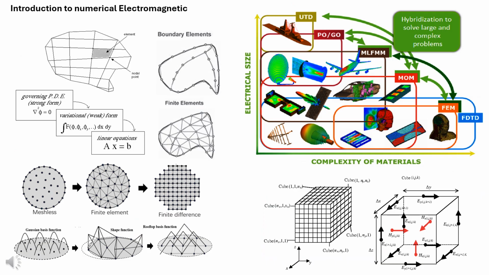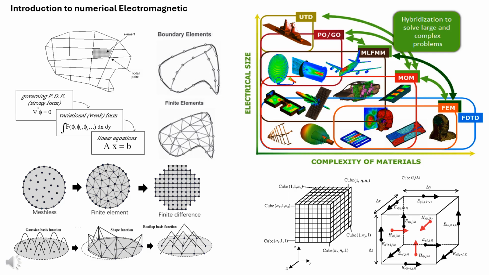In this slide, we introduce the numerical methods used to solve electromagnetic problems, which typically involve partial differential equations, PDEs, governing electromagnetic fields. The process begins by converting these PDEs into linear matrix equations, as illustrated in the schematic on the left side of the slide. This conversion is accomplished using numerical techniques such as the Boundary Element Method, BEM, Finite Element Method, FEM, and Finite Difference Time Domain, FDTD, method.